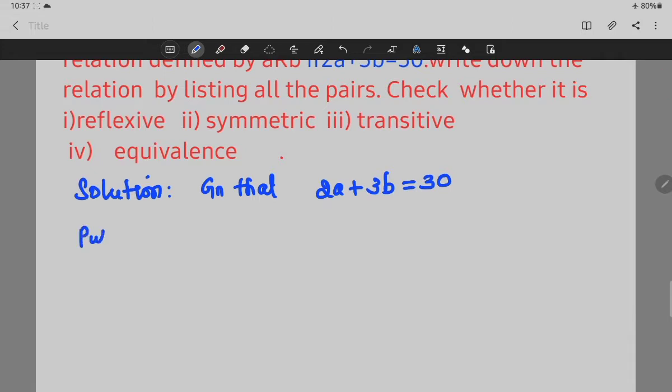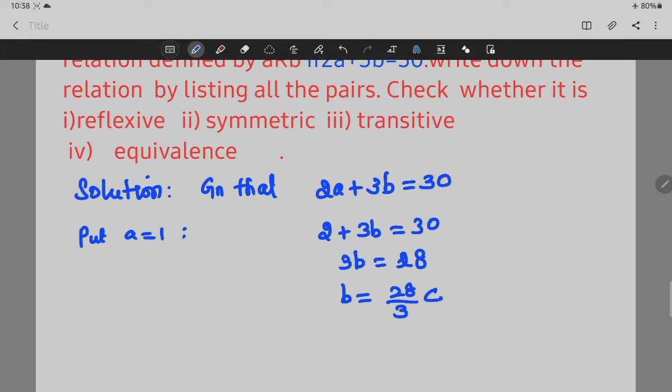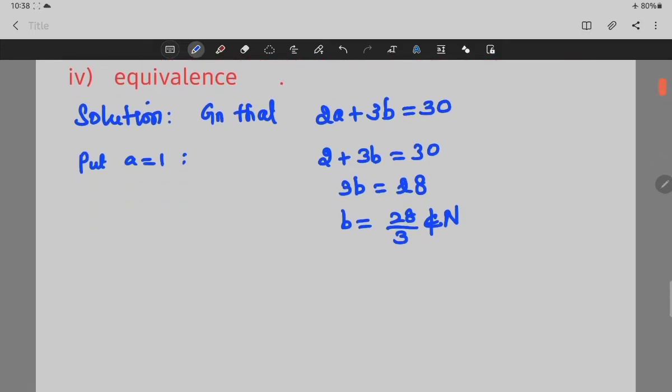So, first I will put A is equal to 1. If I substitute A is equal to 1, you will have 2 plus 3B is equal to 30. 3B is equal to 30 minus 2, that is 28. B is equal to 28 by 3. So, it is not a natural number. Here you have the condition 3B is equal to some number, so B is a natural number if that number is divisible by 3. So, I will put A is equal to 3. Multiples of 3, I am going to give for A.